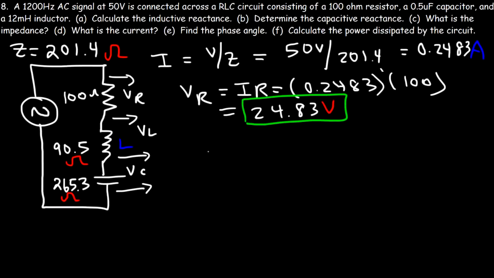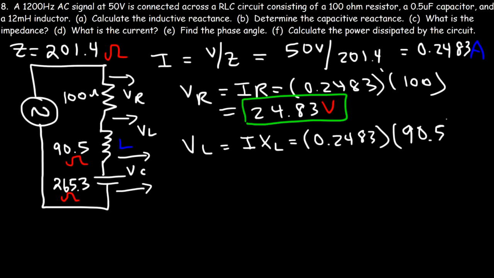Next, let's find the voltage across the inductor. It's going to be I times XL. So the same current of 0.2483 times the inductive reactance of 90.5. So this will give us a voltage of 22.471 volts. So that's the voltage across the inductor.